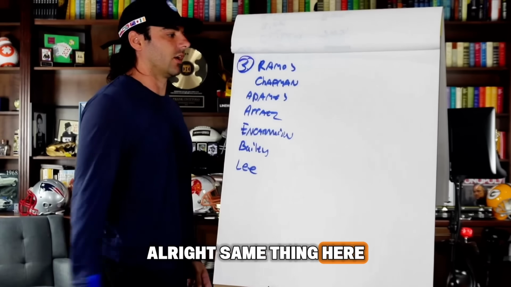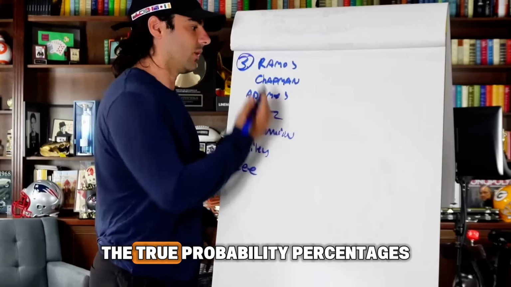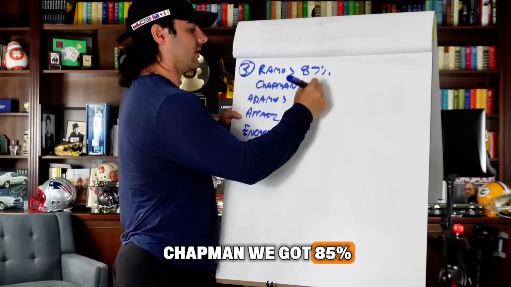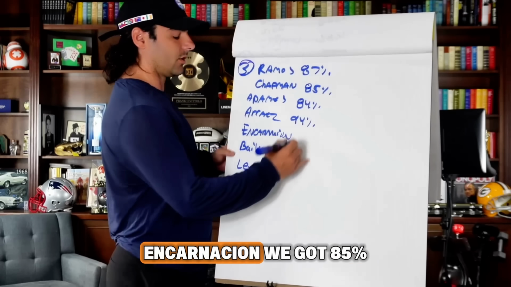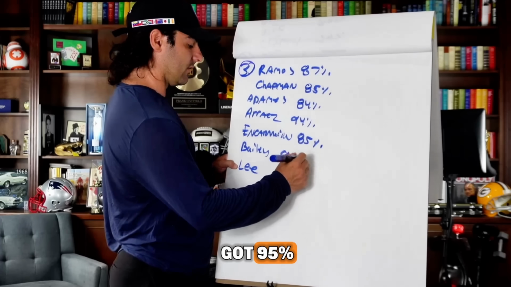All right, same thing here now. Let's go through and find the percentages for them to not hit a home run, the true probability percentages. Ramos, we got 87%. Chapman, we got 85%. Adames, 84%. Herrera's, 94%. Encarnacion, we got 85% for him. And then Bailey, we got 95%.